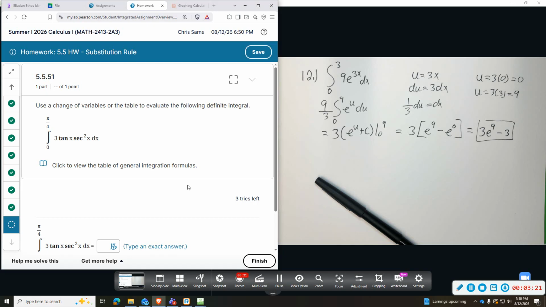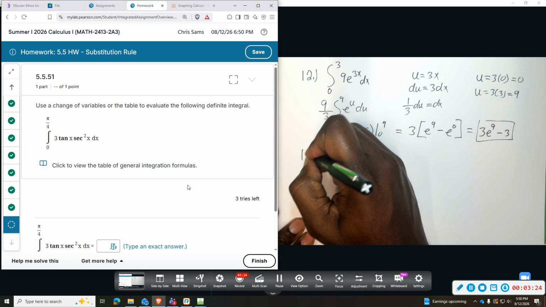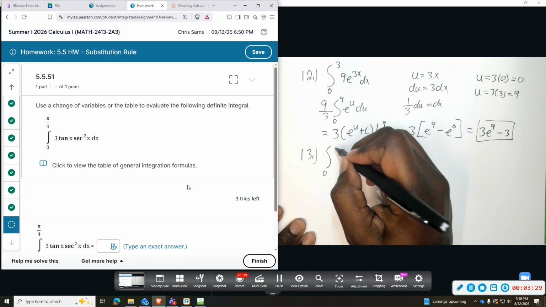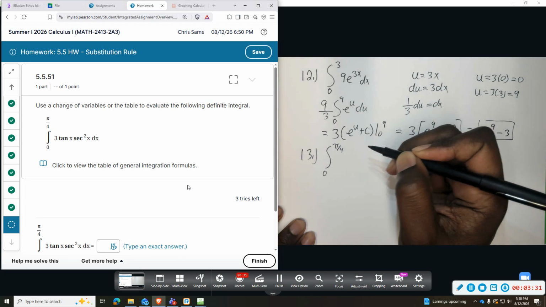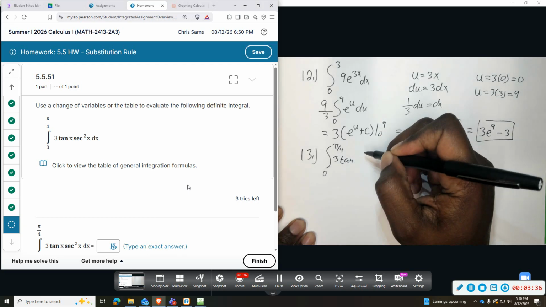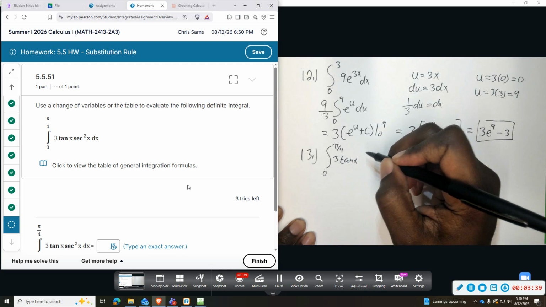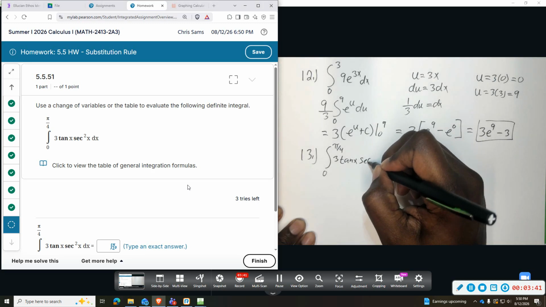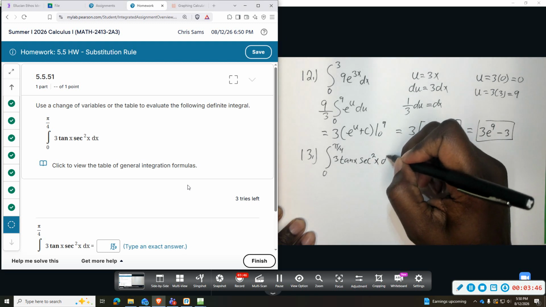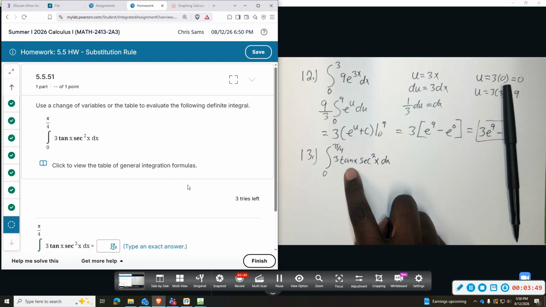All right, number 13 looks like our last one. We're going to integrate from 0 to pi over 4 of 3 tan x secant squared x dx. Now, again, the trick here is going to be picking the right term for u.